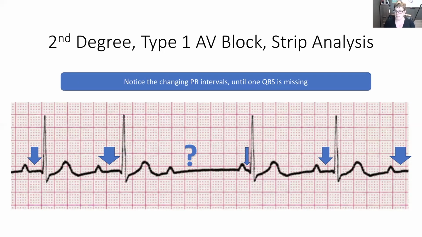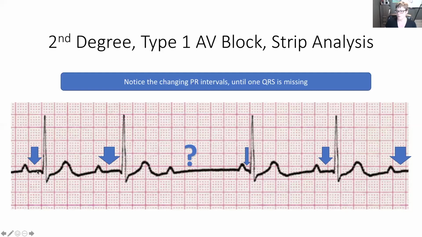So in second degree type 1, remember here we have our normal PR conduction QRS. Then we come across that sidewalk renovation, so we're a little bit delayed. And then we come across, we have to go around the block. So you see that they're progressively longer.